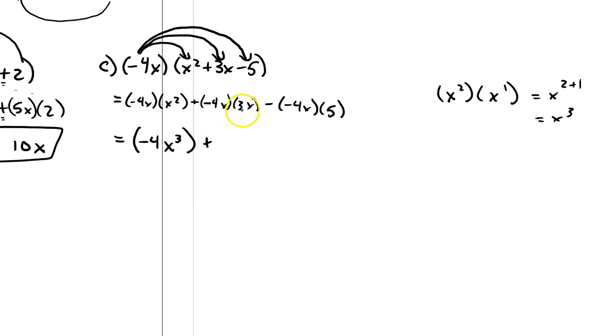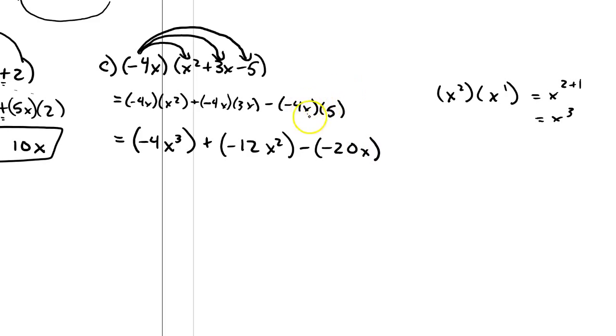Plus negative 4 times 3 is negative 12. X times x is x squared. Minus negative 4 times 5 is going to be negative 20. X times, well, 1 is just x.